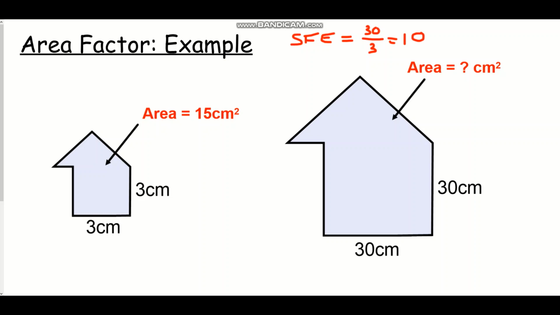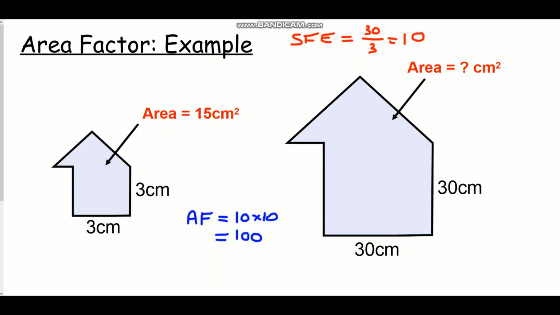Step number 2, I'm going to find the area factor based on my scale factor. As we learned in the previous slide, area factor is just scale factor squared. So I'm going to take my scale factor, which is 10, and times it by itself, which is the other way of saying 10 squared. So my area factor is 100. This tells me that if I multiply the area of the smaller shape by 100, I'll get the area of the larger shape.